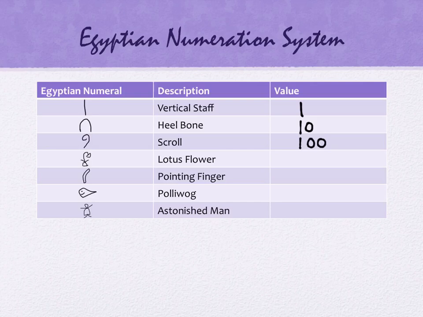What do you suppose the lotus flower is worth? 1,000, is it? The next one is one of the ones that I find actually the most difficult to draw. I don't know why. It's very simple. It's called a pointing finger. So can you imagine like this? It's like pointing like this, right? Pointing finger. What's it going to be worth? 10,000, is it?